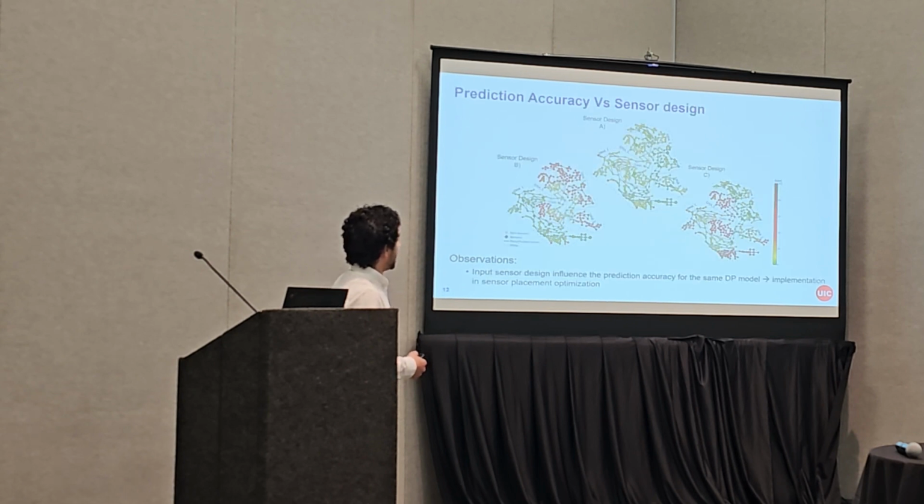Here we are showing the impact of the input sensor design on the prediction accuracy. Again, the prediction aims to predict the clean concentration for any sensor design, but we are expecting that it's not going to be the same accuracy. For sensor design A, where the sensors were scattered all over the network, the performance was much, much better than only putting the sensors at a certain DMA. In this scenario, we enhanced the prediction accuracy in DMA number 1, but we sacrificed the prediction accuracy for the remaining part of the network, and the same thing for sensor design C.